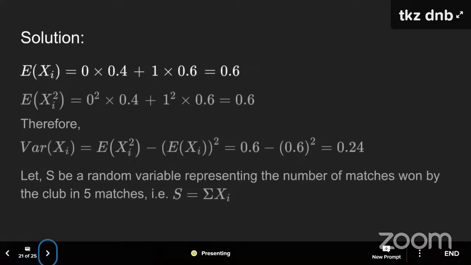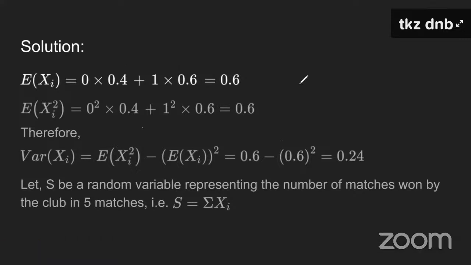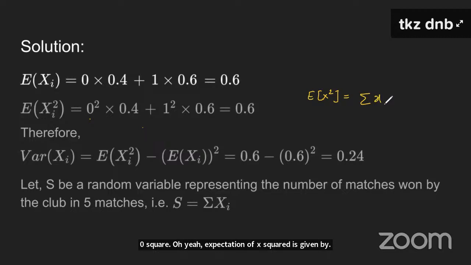First we will calculate the expectation of x square. The expectation of x square is the summation of xi square into probability of xi. So 0 square into 0.4 plus 1 square into 0.6. Now the variance of xi is the expectation of xi square minus the expectation of xi whole square, which is 0.6 minus 0.36, that is 0.24.